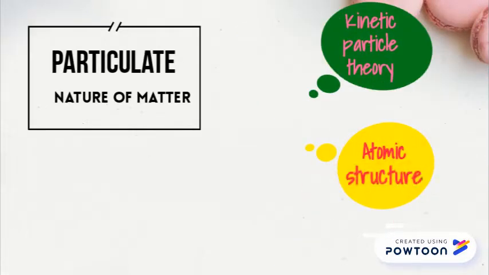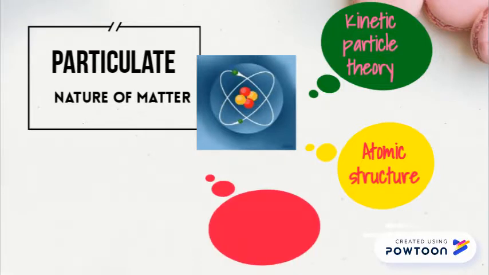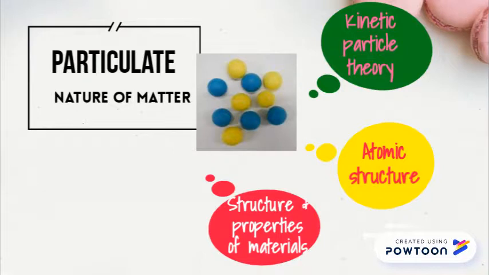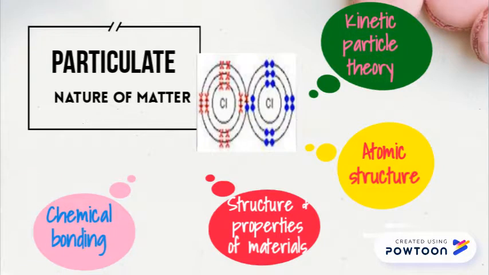Atomic structure. Students must use diagrams to describe the structure of the atom, proton, and neutron. Structure and properties of material. Find out the differences between element, compound, and mixture. Chemical bonding. Draw the bonding and differentiate the processes that occur.